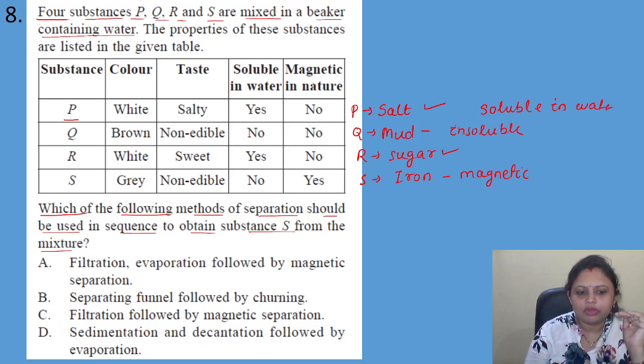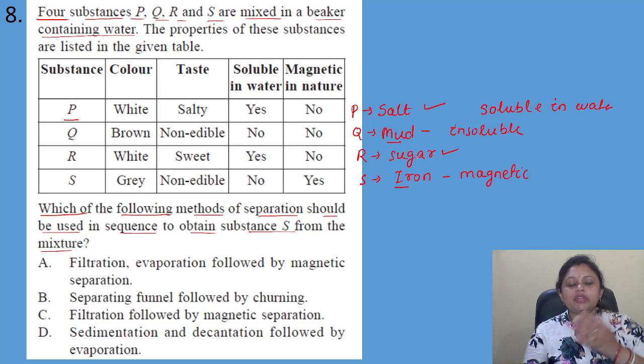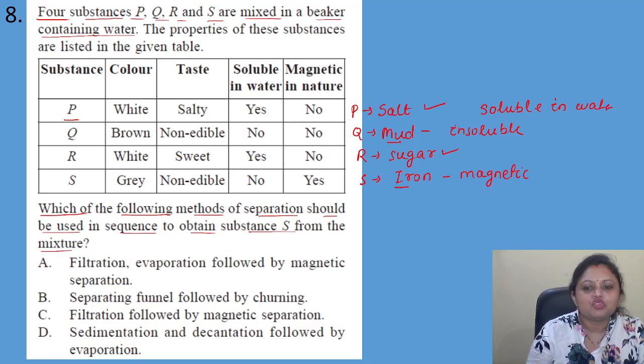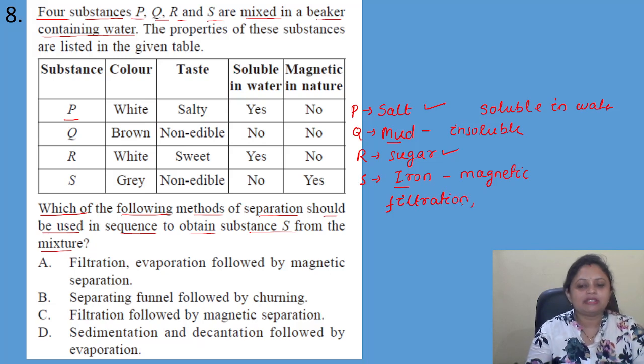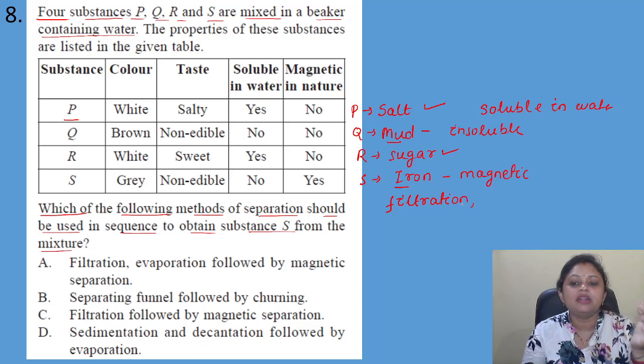So when we will do filtration, then what will happen? The insoluble substances, okay, that is mud and iron, they will remain. Salt और sugar जो है, जो कि water में soluble है, they will pass through the filter paper. So first thing that we will follow, it is filtration, right? And अभी हमारे पास क्या बचा? We are left with mud and iron.